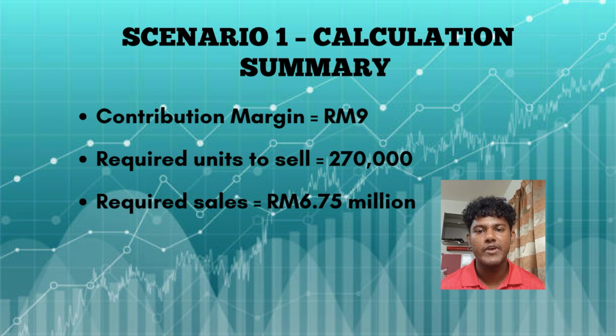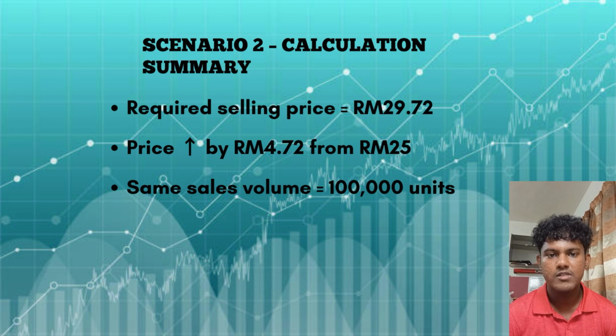To reach the target, Innocraft must sell 27,000 units, generating RM6.7 million in sales. This is a significant increase from 2024, where they sold 1,000 units. This strategy focuses on boosting volume to drive profit. Scenario 2 assumes that Innocraft cannot sell more than 100,000 units. The objective remains the same, achieving a 28% net income to sales ratio, with the variable cost at RM16 per unit and fixed costs unchanged. We need to calculate the new selling price.